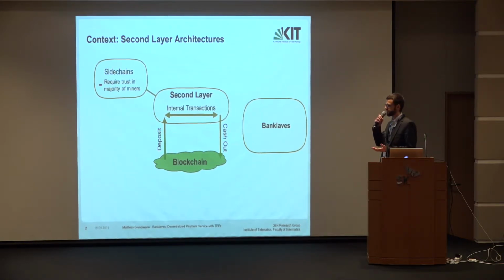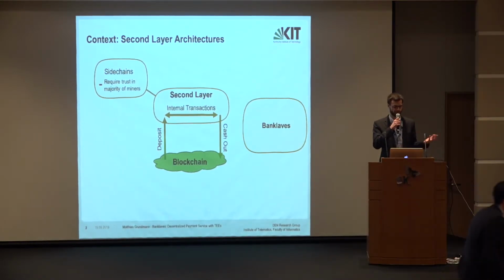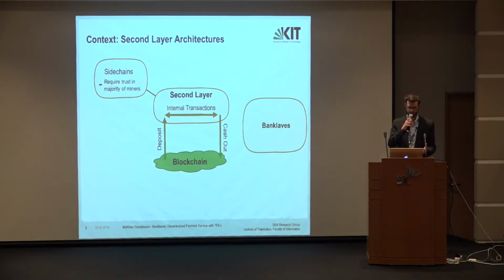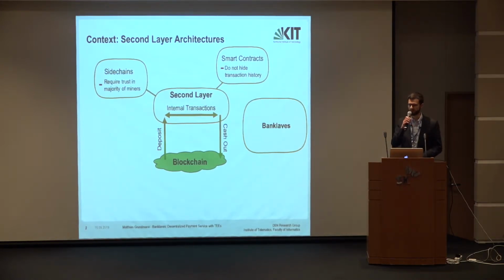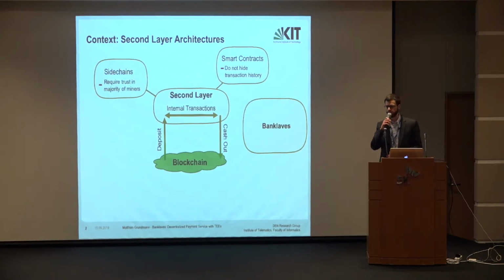Depending on their consensus algorithms, there are quite different approaches for sidechains. You need to trust the majority of miners, which is one disadvantage of them. You could also implement the second layer architecture using smart contracts, which just keep managing the balances of the users. However, if you use smart contracts on a public blockchain, those cannot hide the transaction history.